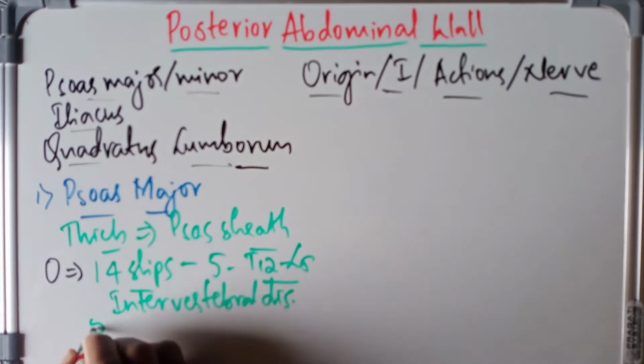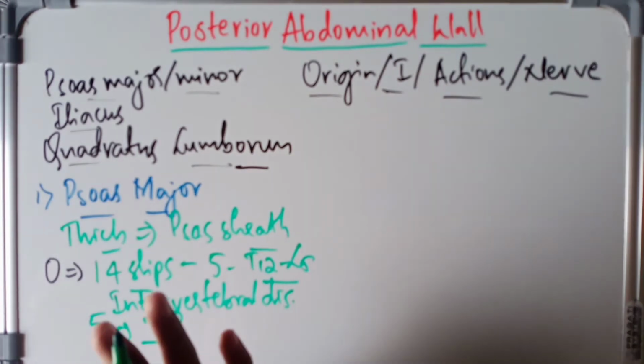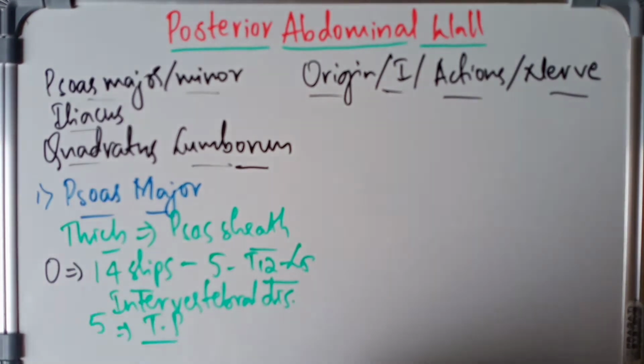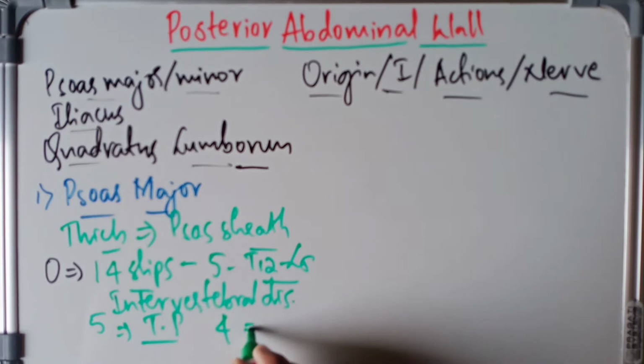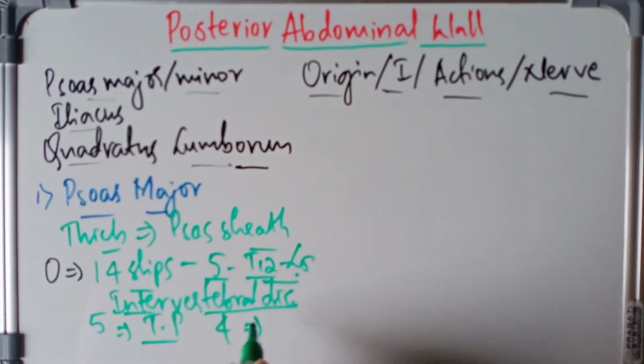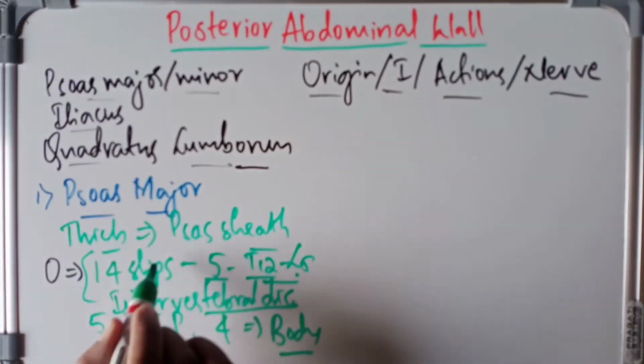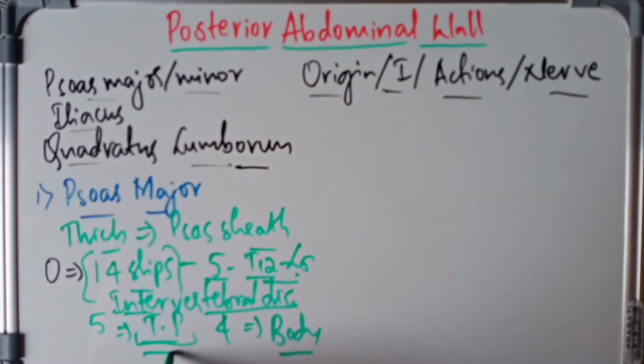And then we have the next 5 slips, and these will arise from the transverse processes of the vertebra. And then we have the 4 slips, right? Remaining 4 slips will arise from the bodies of the lumbar vertebra. So 5 slips T12 to L5, they are arising from the intervertebral discs, and then we have the transverse process, and last 4 we have from the body of the vertebra. So origin in terms of 14 slips: the transverse process, intervertebral disc and body of the vertebra. So this is about the origin of the psoas major.